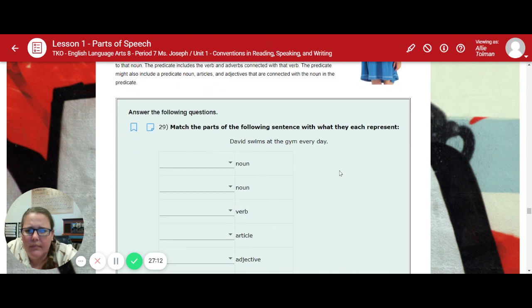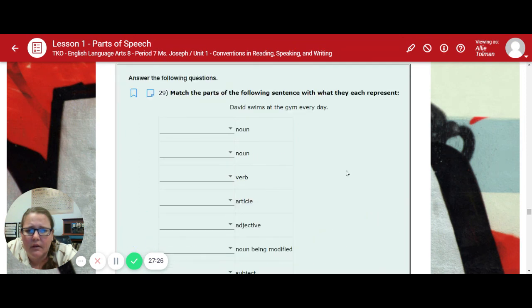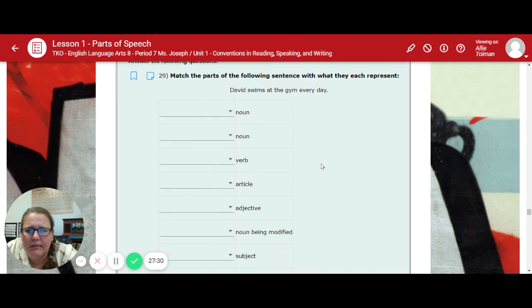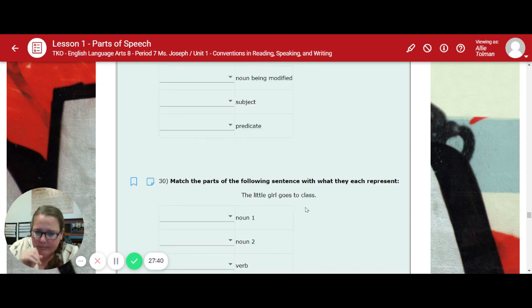Okay, now I'm going to go ahead and read through the questions. So you're going to match the parts of the following sentence with what they each represent. Okay, so the sentence is David swims at the gym every day. So you've got to identify the nouns, the verbs, the articles, adjectives, noun being modified, subject, and predicate.